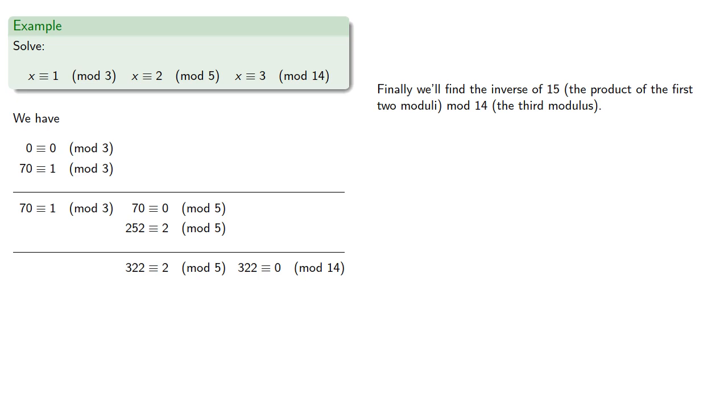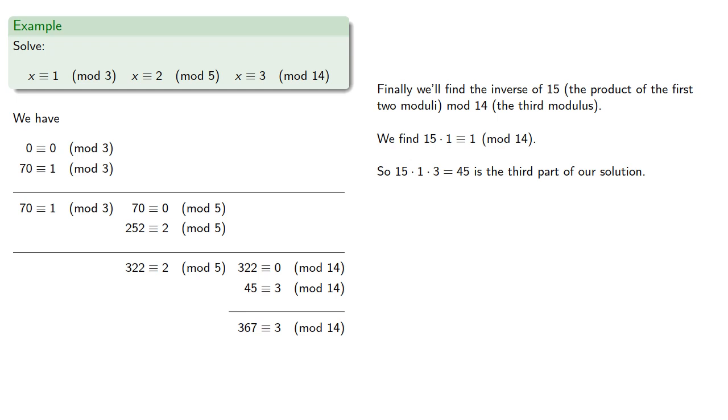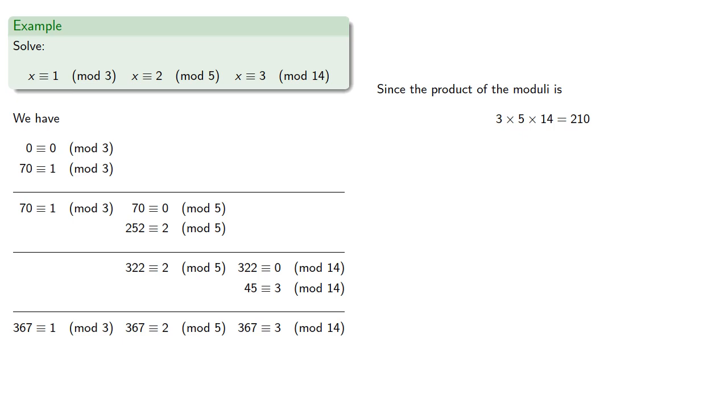Finally, we'll find the inverse of 15, the product of the first two moduli, mod 14, the third modulus. And we find that 15 times 1 is 1, so 15, the product of the other moduli, times 1, the inverse, times 3, the congruence, 45, is the third part of our solution. And so we add 70, we add 252, we add 45, and we get 367. And since the product of the moduli is 210, we can reduce mod 210 to get the least positive solution, 157.